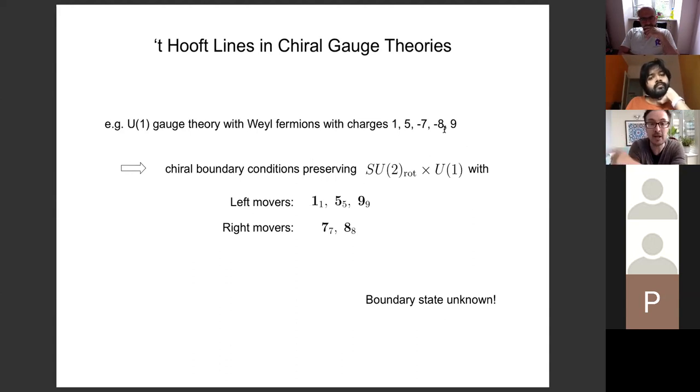The gravitational, mixed gauge gravitational anomaly also cancels. That's important.